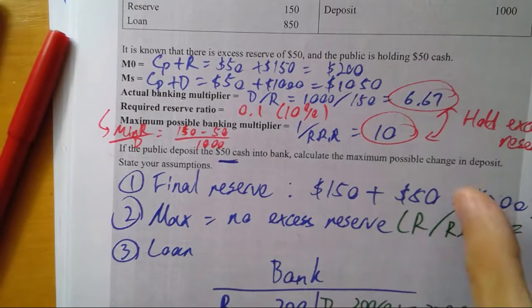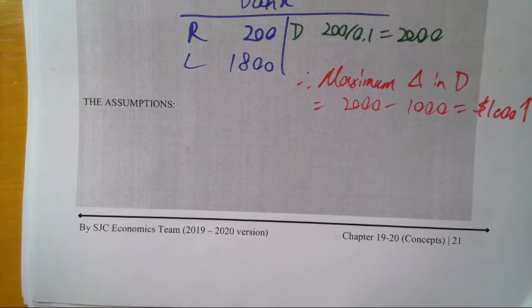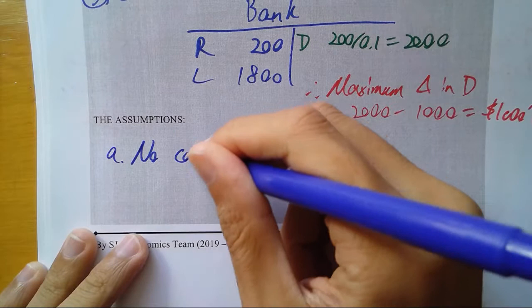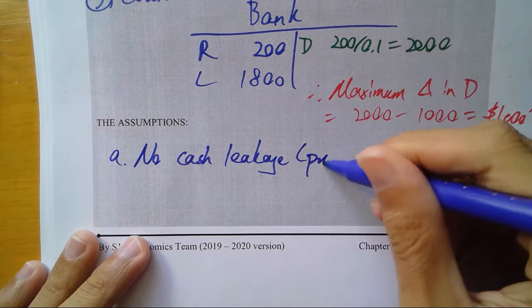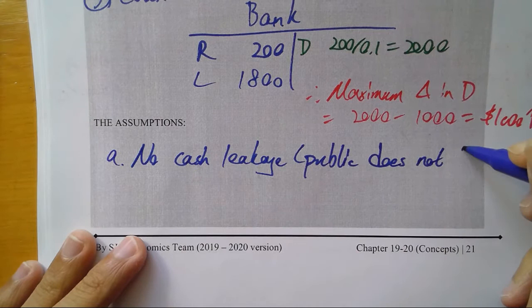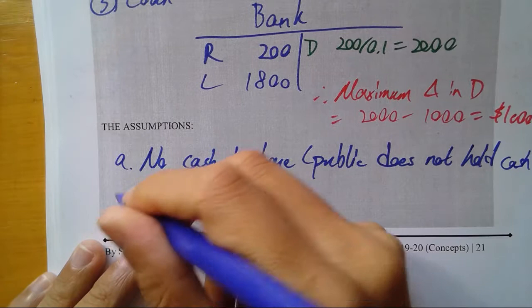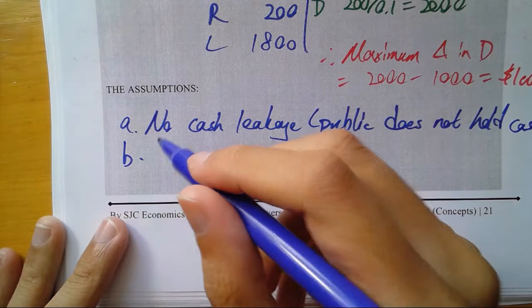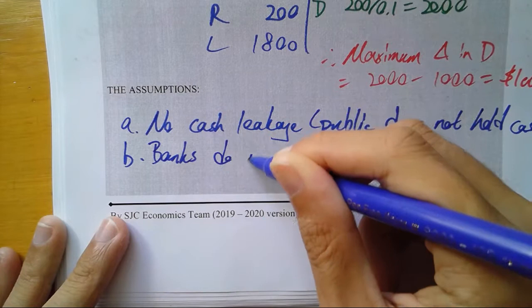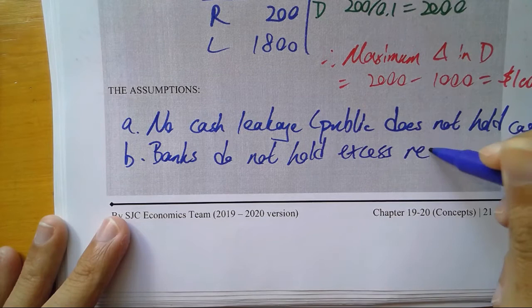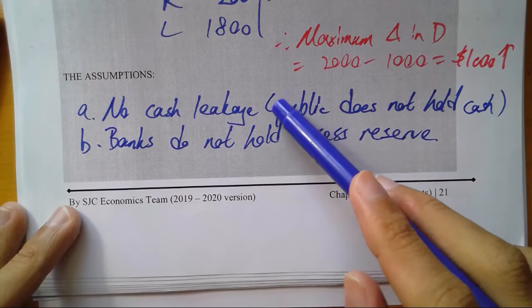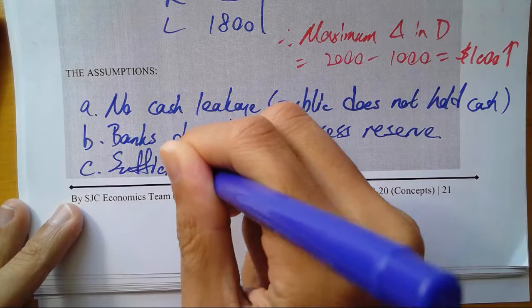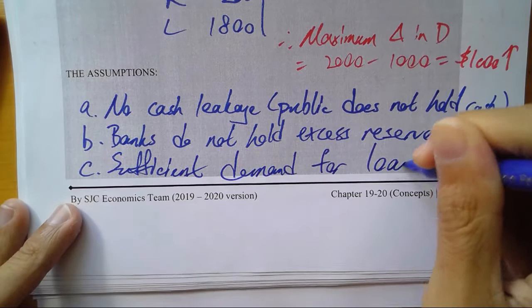Now, remember, if we want to reach the point of maximum, the three assumptions are, you have to memorize them. First assumption, no cash leakage, meaning the public does not hold cash. Two, banks do not hold excess reserve. Public does not hold cash, banks do not hold reserve. And finally, sufficient demand for loan. Okay, these are the three assumptions.